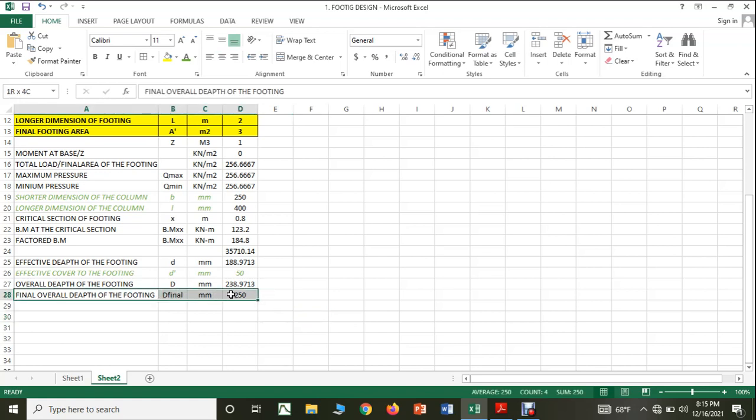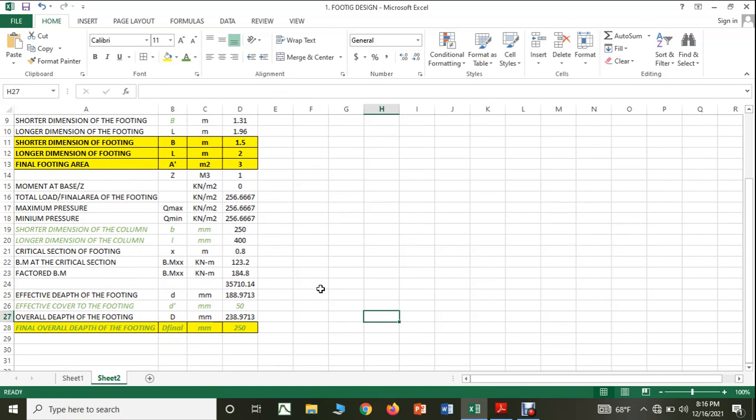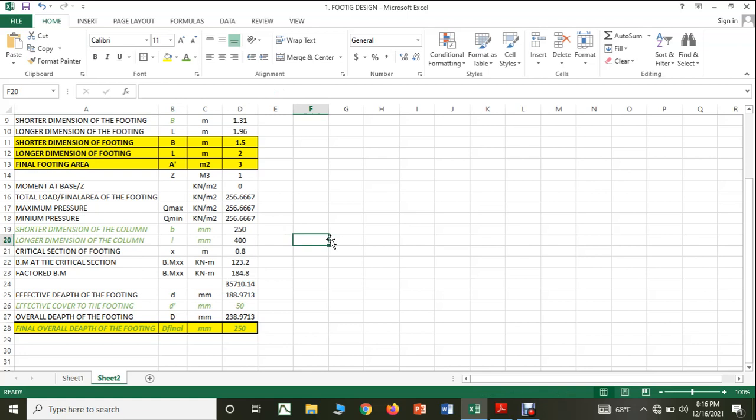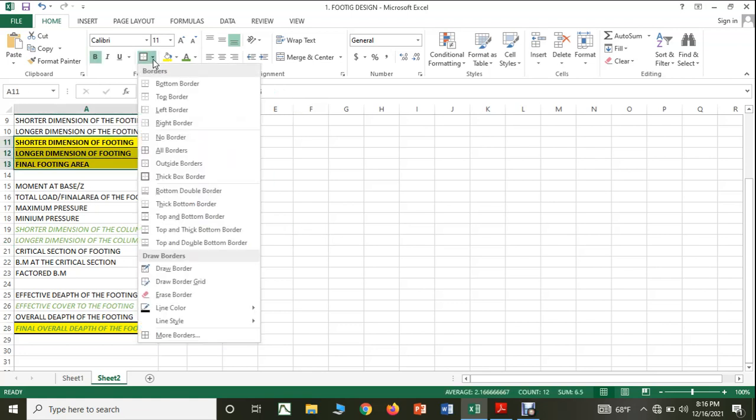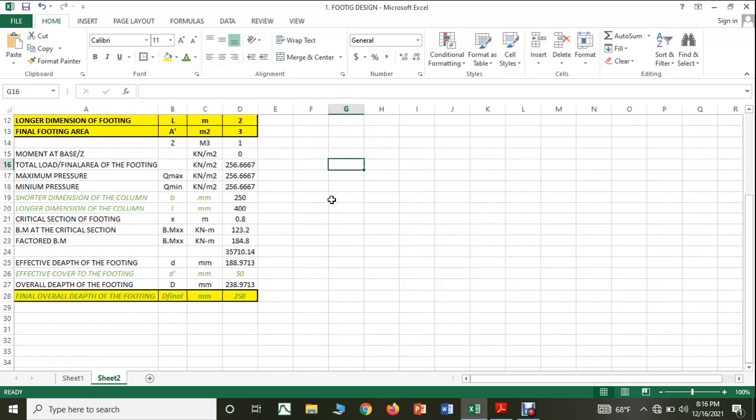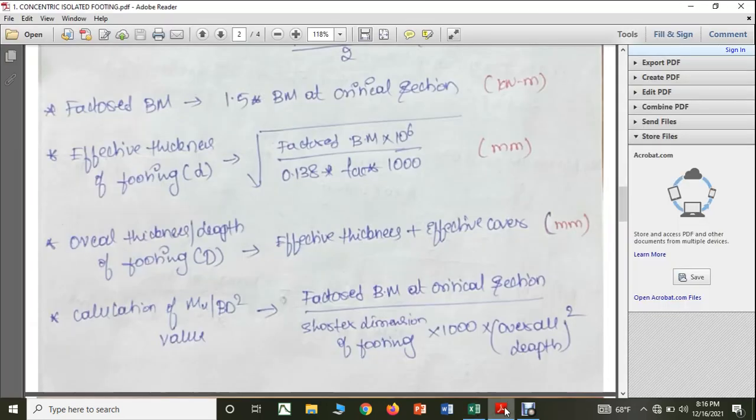This will be bold italic green, as well as this one, indicating that it is an input value as well as the final value. Yes, that's the reason I made it like this. So that is your final overall depth of the footing, D final in mm, that you got now.